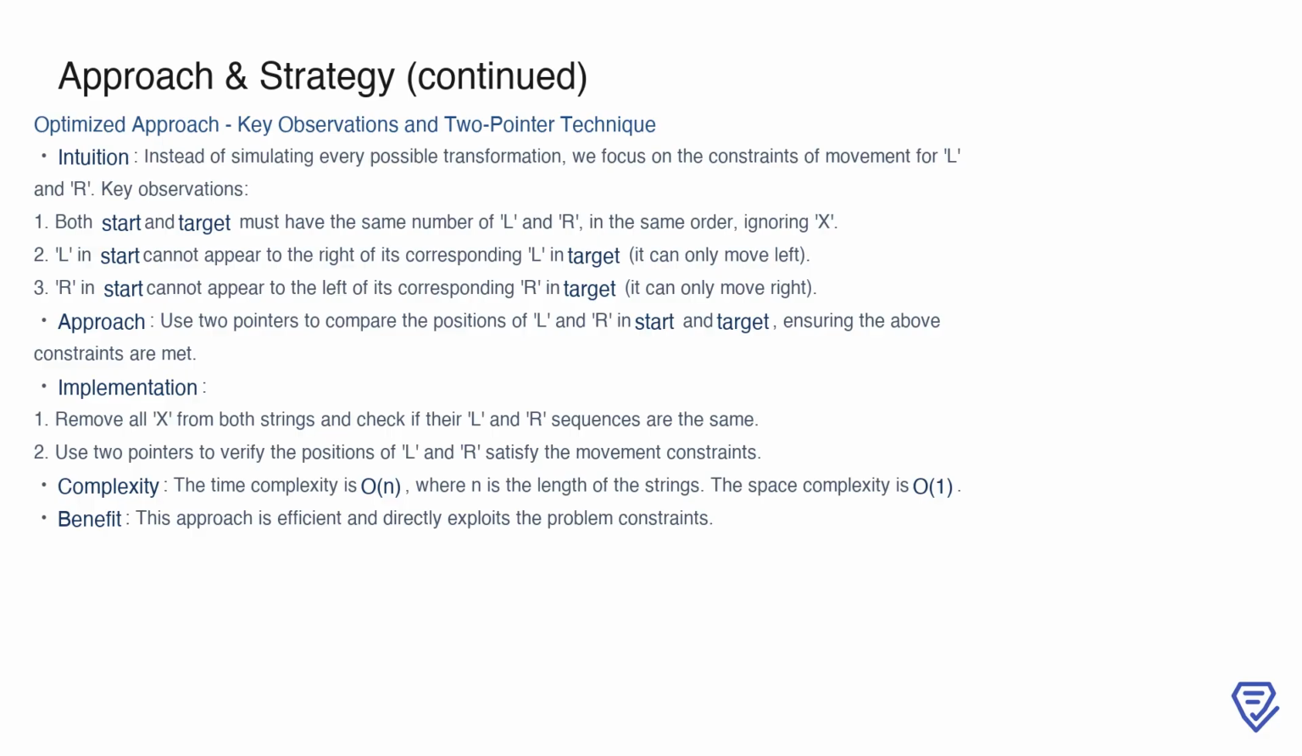The implementation involves two main steps. First, removing all X from both strings and checking if their sequences of L and R match. Second, using two pointers to verify that the positions of L and R satisfy their movement constraints. This approach is highly efficient with a time complexity of O(n) and a space complexity of O(1), making it well suited for larger inputs. By focusing only on the essential constraints, we avoid the inefficiencies of the brute force solution.